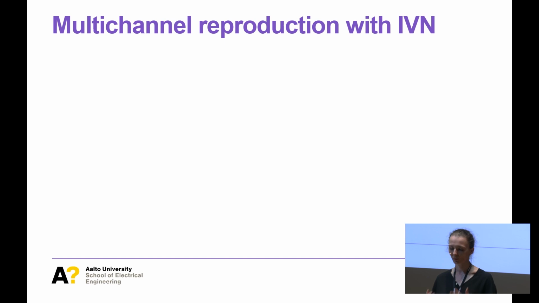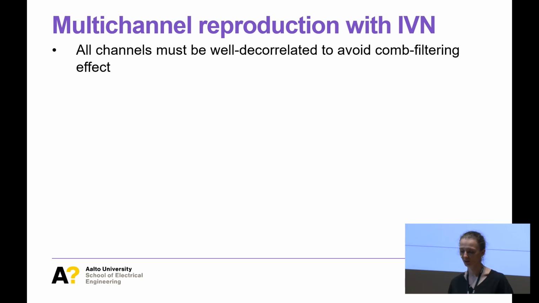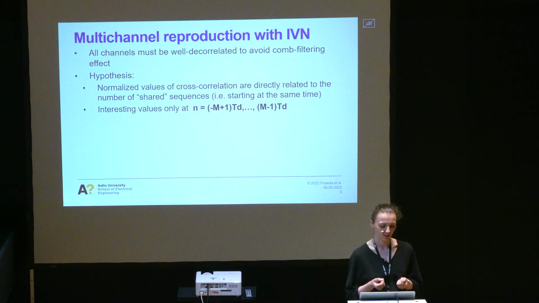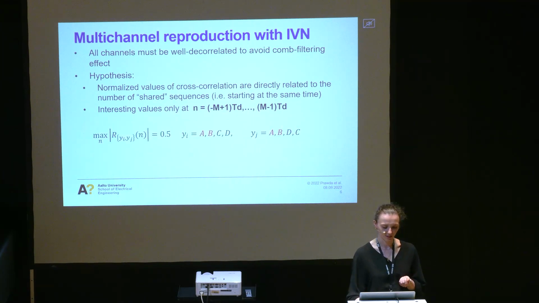Okay, so what we have to remember about multi-channel reproduction is that all channels must be well decorrelated, or at least somehow decorrelated, to avoid the comb-filtering effect, or at least for it not to be very pronounced. And our hypothesis, or our intuition, was that the values of correlation between our channels are directly related to the number of shared sequences. Shared means those that start at the same time. So an example is here.